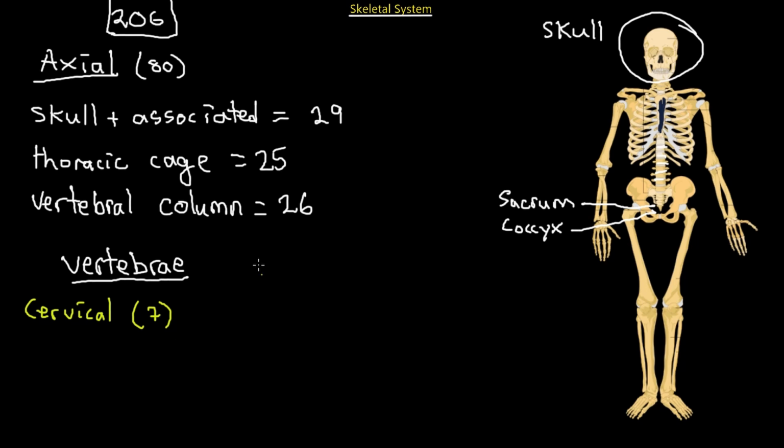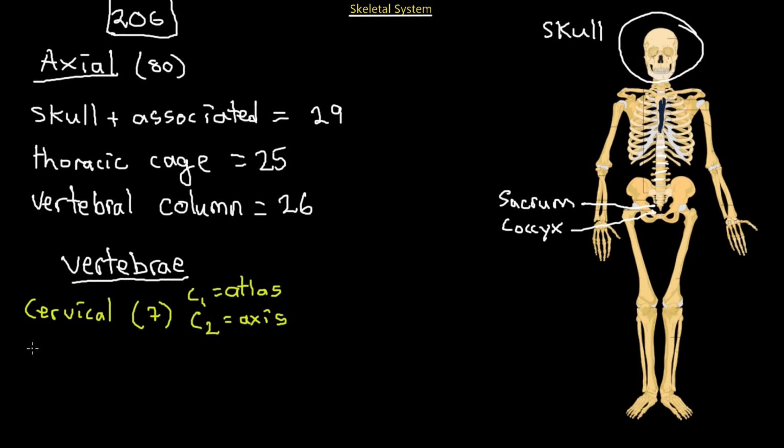C1 is the atlas. It has a special shape, different from all the other cervical vertebrae. And C2 is the axis. The axis is also different from the atlas and all the other outlying bones in the vertebrae. So those are the 7 cervical bones, going all the way down to C7.